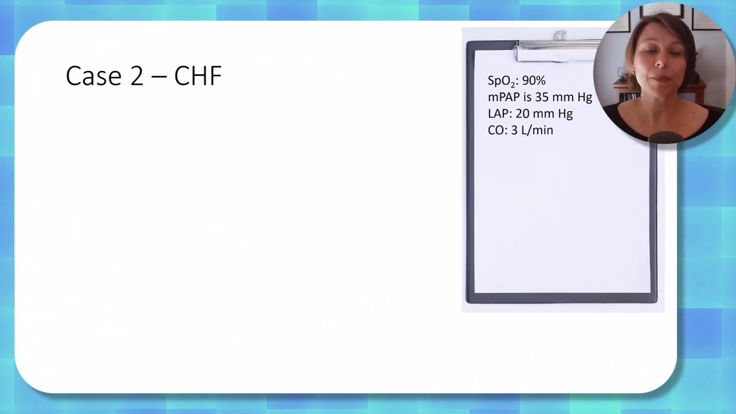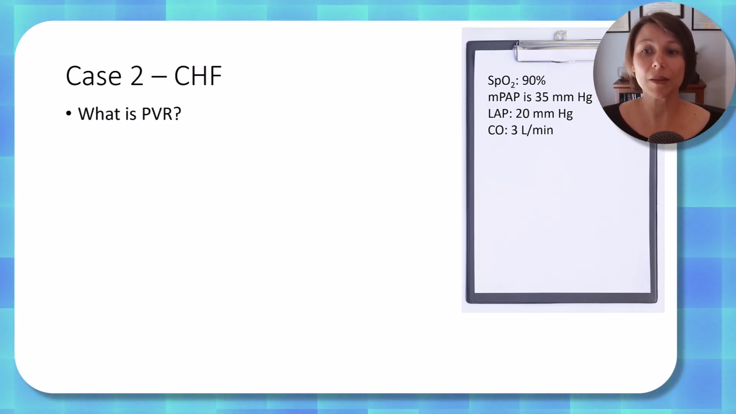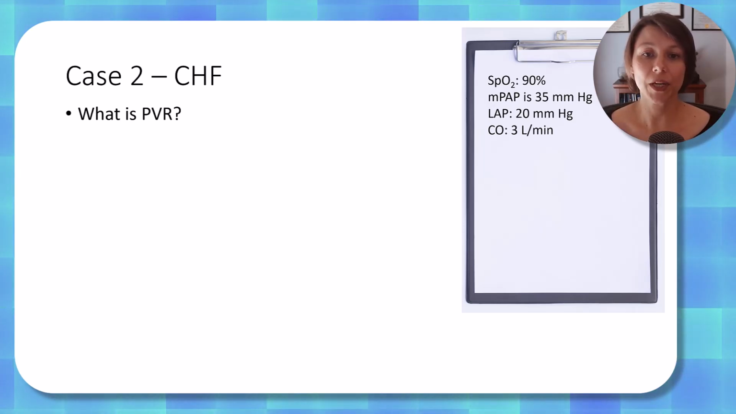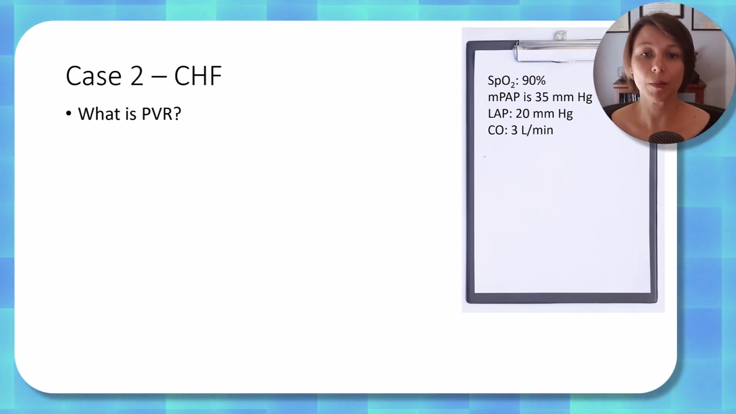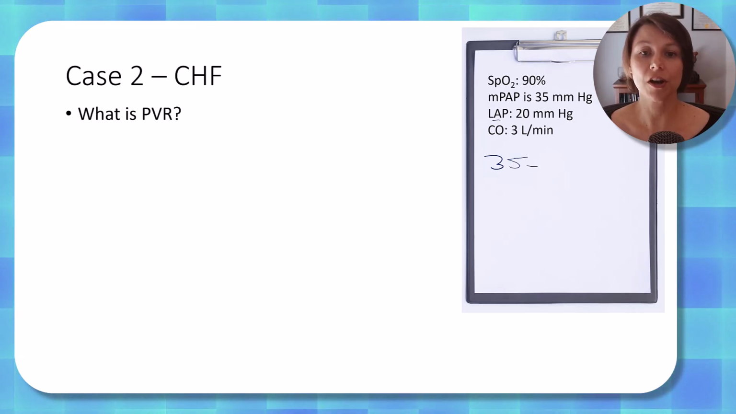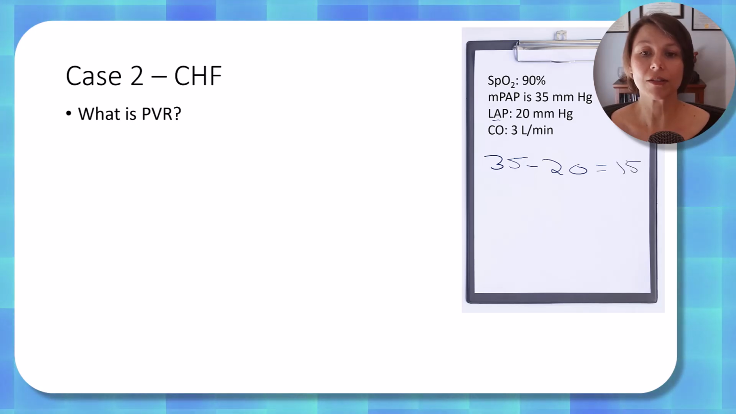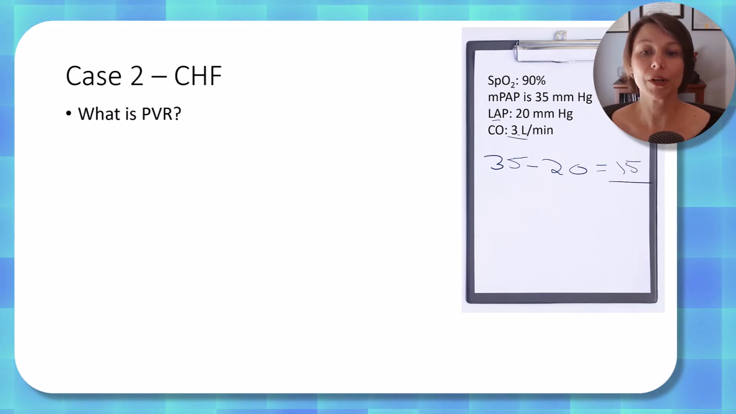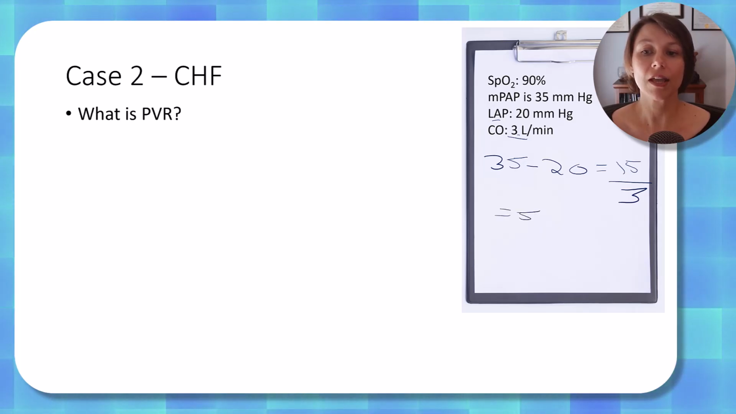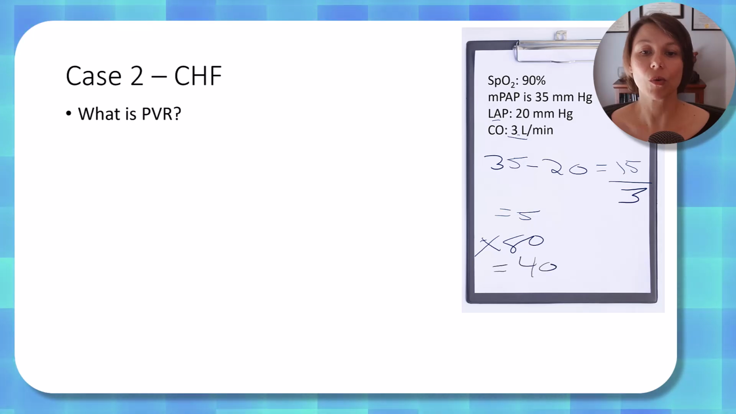Case number 2. This patient has CHF and has these values. What is the PVR? Let's do our calculation. We are starting in the pulmonary system, so 35 minus the left atrial pressure of 20. That's going to give us 15. Then we're going to divide that by our cardiac output of 3. And so that will give us 5. Then we can multiply that by 80 to get dynes, and that will equal 400.